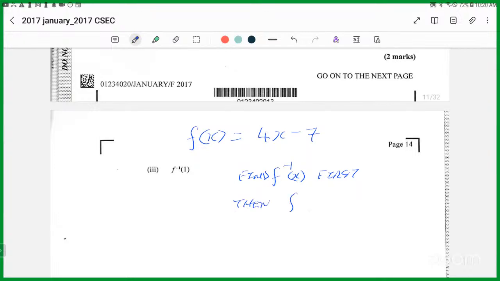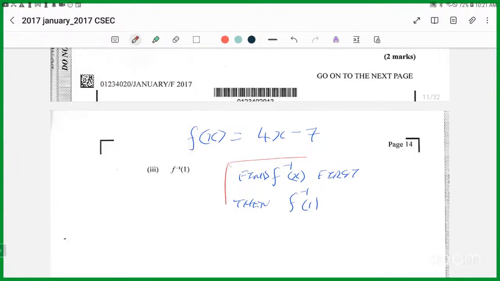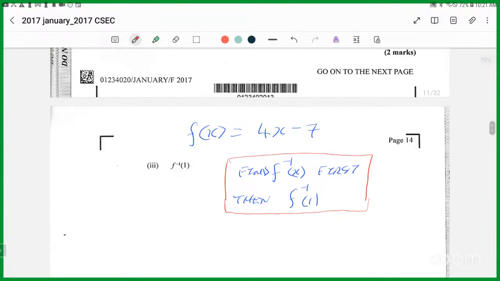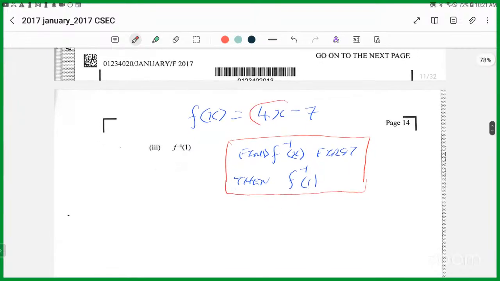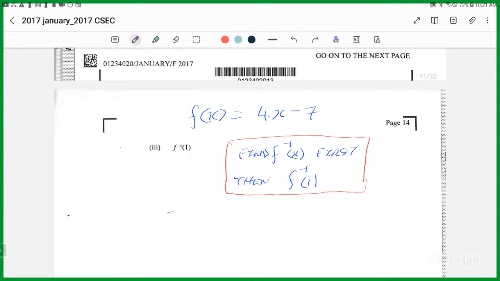Then we do the f to the minus 1 of the 1. We can do it this way. This is the way that most persons would do it. But I'm going to do it another way for you today. This is f of x. I'm going to say, from this function, let's do it this other way, let f to the minus 1 of 1 be equal to some number n.